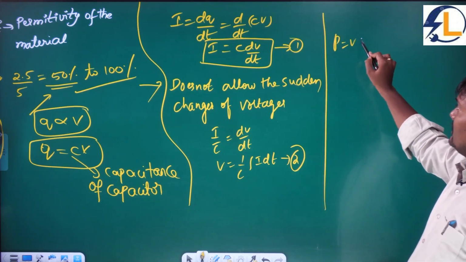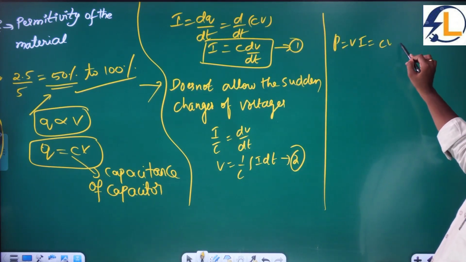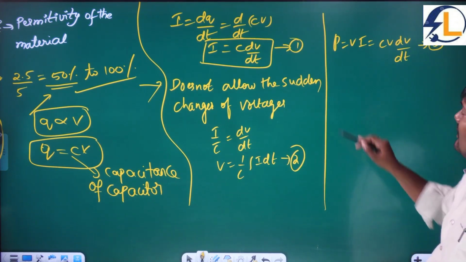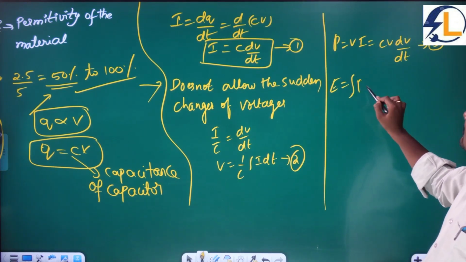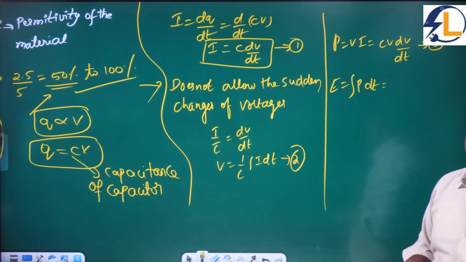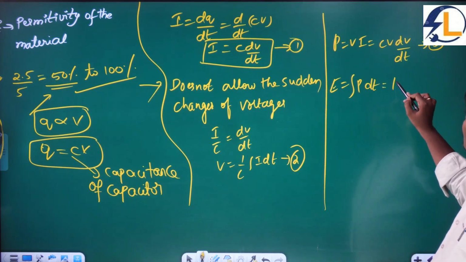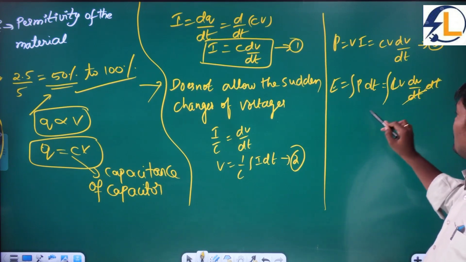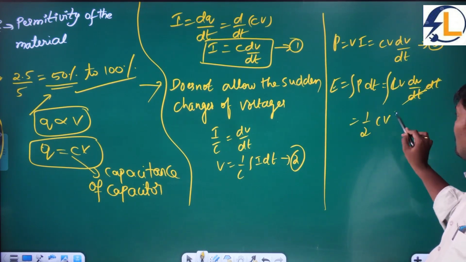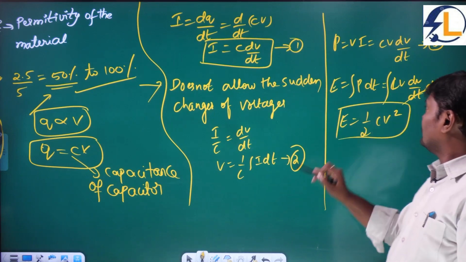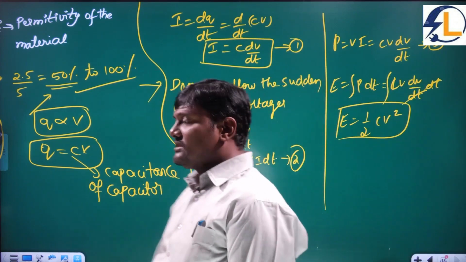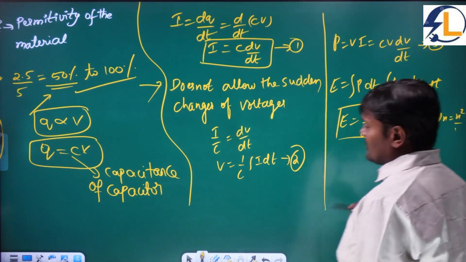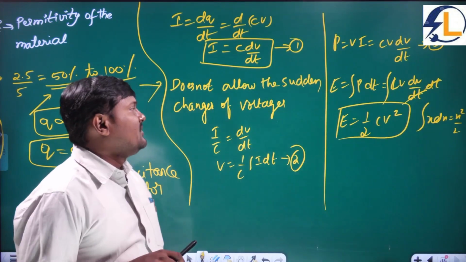Power is the product of voltage and current, P equals CV dV by dt, and this is the third one. Energy is the integration of power dt. So CV dV by dt into dt, the dt will be cancelled, giving half CV square. Integration of x dx is x square by 2, so integration of v dv is v square by 2.